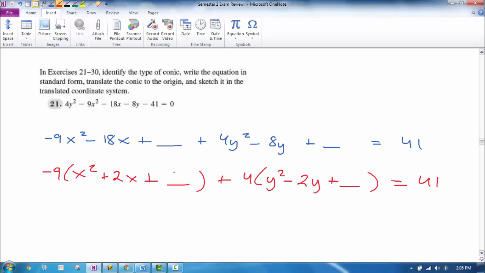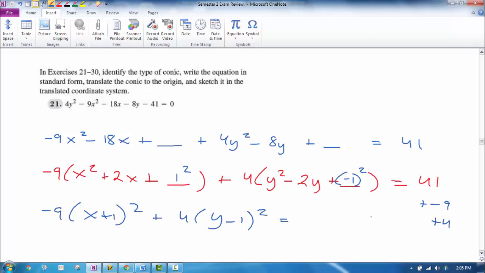And then from here, I'm going to complete the square. So completing the square, I add b over 2 squared to both sides, which is 2 over 2 in this case, which is 1 squared, which turns into 1, but then I need to multiply by -9, so I need to add -9 to this side. And then for this one, I need to add b over 2, which is -2 over 2, -1 squared, which is just positive 1. Positive 1 times 4 is positive 4. So then this factors, I have -9, this turns into x plus 1 squared. This is 4, and this turns into y minus 1 squared. And then I have 41 minus 9 gives me 32, plus 4 is 36.